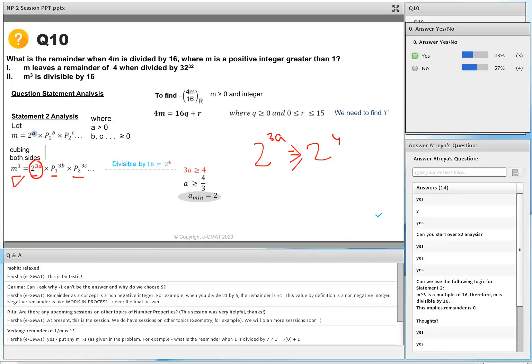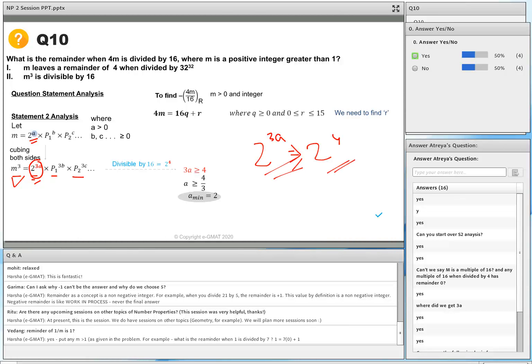Let's go through this again. M has 2 to the power a in it, right? So m to the power 3 has to have 2 to the power 3a in it, right? If m to the power 3 has 2 to the power 3a, and I know m to the power 3 has 2 to the power 4, so this 2 to the power 3a has to be either greater than 2 to the power 4 or equal to 2 to the power 4. Only then I can say that this 2 to the power 4 is inside m cube. Otherwise, I won't be able to say that, right? So this is something that we need to understand.